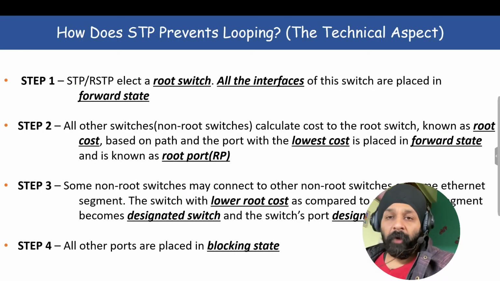So how did the blocking port come into being? We are left with only the last option, that is step 4. Whatever is not the root bridge, whatever is not the root port, whatever is not the designated port will become the block port. So in this case, the switch 3 port connecting to switch 2 becomes the block port, and the switch 2 port connected to switch 3 is the designated port.